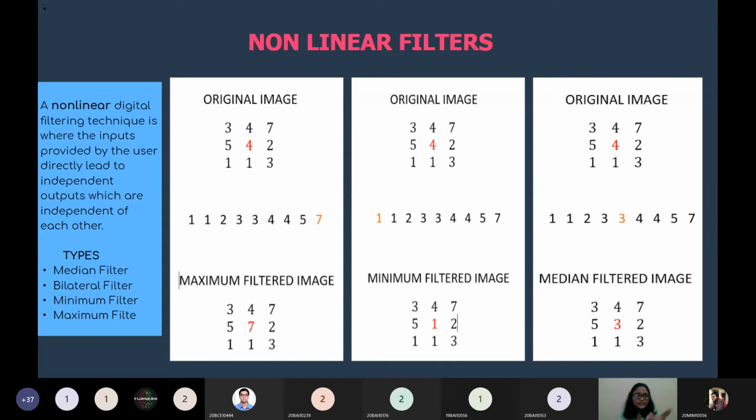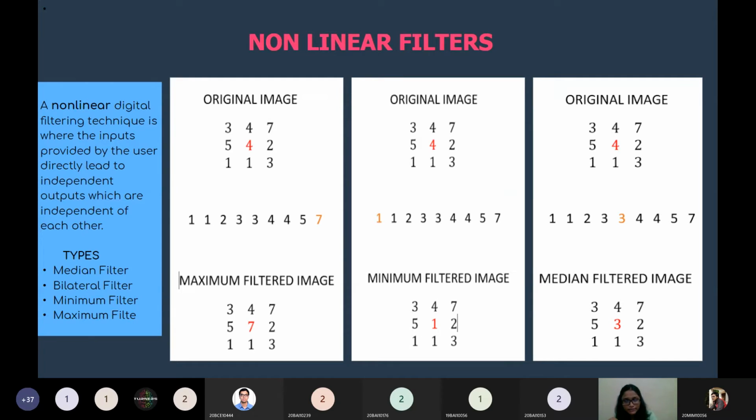For suppose, consider this second image where you have the original image to be 347, 542 and 113. So we have considered our centermost pixel value 4. We are going to replace it by using the non-linear filter. What we are going to do is arrange all the pixel values in ascending order. It's very logical. Just follow the logic. You are going to arrange all the pixels in ascending order. That's a common step. Now, if you are applying the maximum filter, you're going to find the maximum pixel value and replace the centermost pixel value with it. If you are using the minimum filter, you are going to take the minimum value and replace the centermost pixel with it.